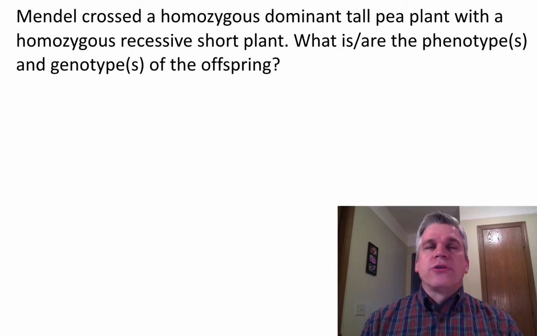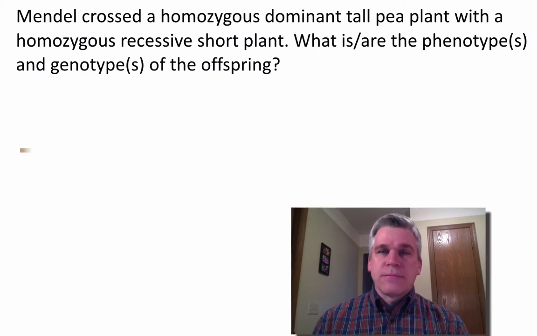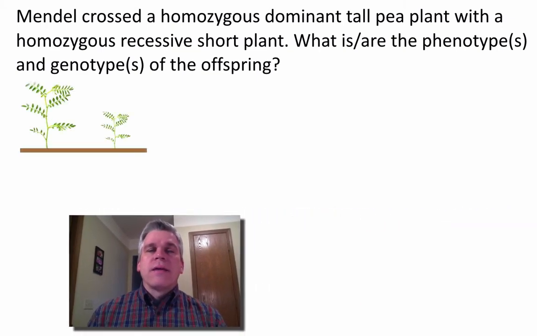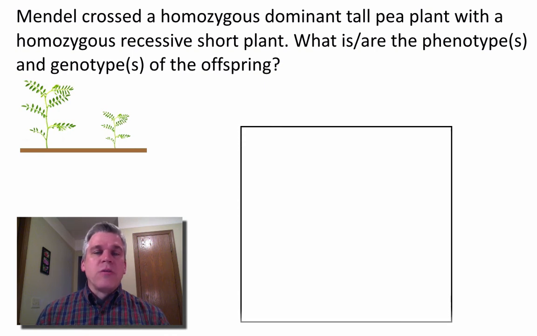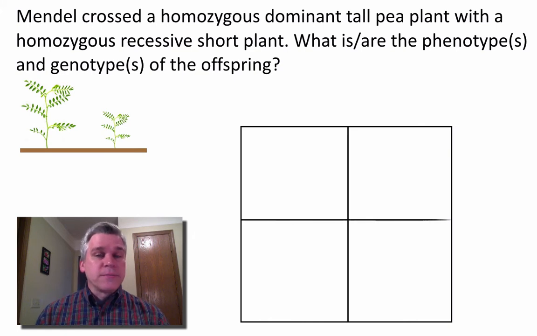In one of Mendel's early crosses, he took a homozygous dominant tall pea plant and he crossed it with a homozygous recessive short plant. And we are being asked to find out what are the phenotypes and the genotypes of the offspring. To do that, we are going to make a Punnett square. Now a Punnett square is simply you make a big box big enough to write some letters in, and then we're going to divide that into 4 smaller boxes.